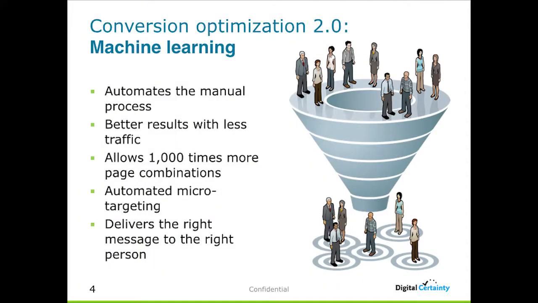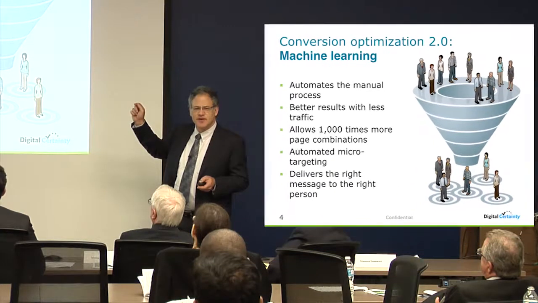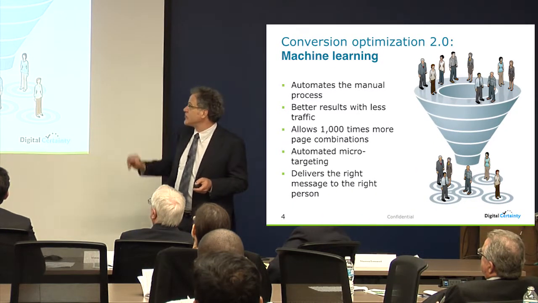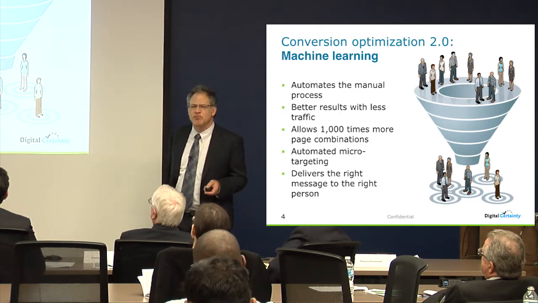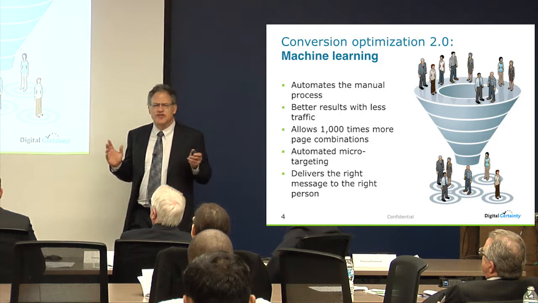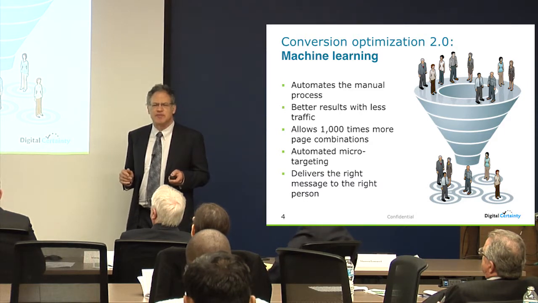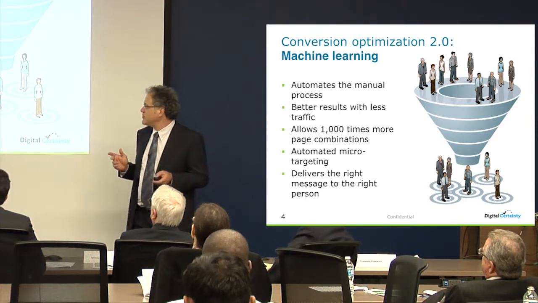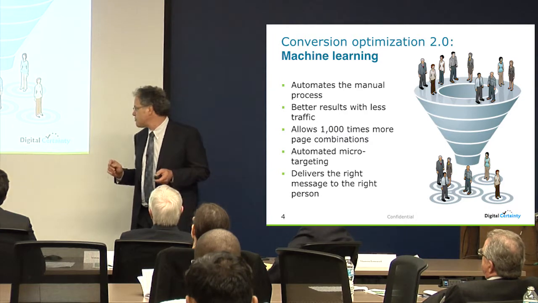So what's the answer? Our product is a version 2. It's using machine learning to automate conversion optimization. We end up with better results with less traffic, and we can try up to 1,000 times more combinations. So what we are able to do is get the right message to the right person.